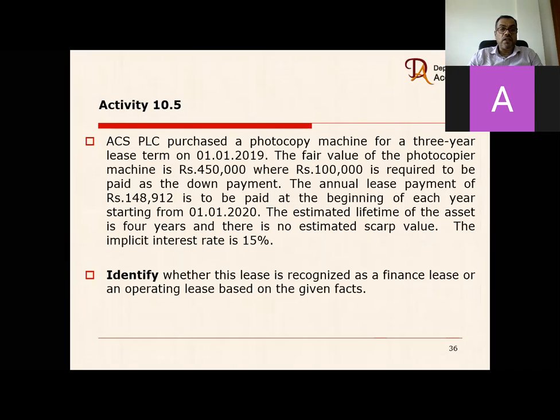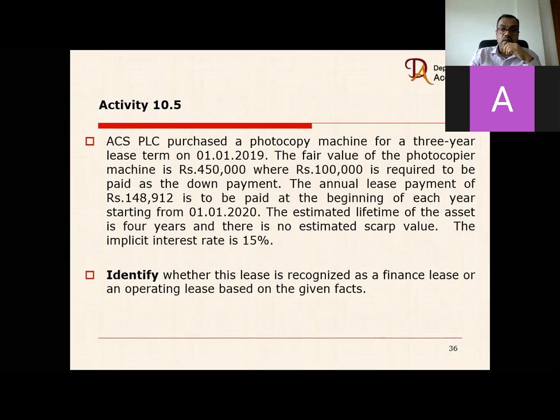Where 100,000 is required to be paid as the down payment. You see again, so the down payment is 100,000. Therefore, 350 should be the present value of the lease. The annual lease payment of 148,912 is to be paid at the beginning of each year, starting from 1/1/2020. Estimated lifetime of the asset is 4 years, and there is no estimated scrap value. There is no residual value. Implicit interest rate is 15%.